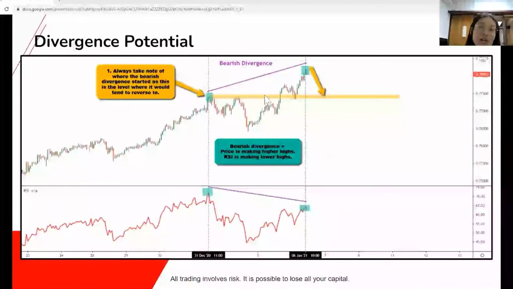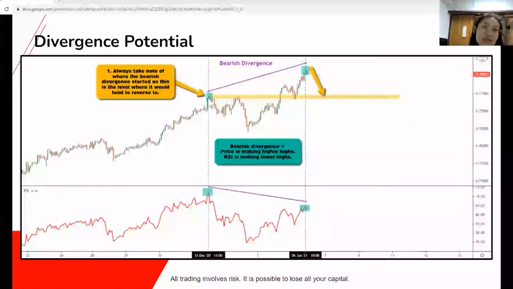But if you take a look, we also have a bearish divergence, and this is noted out by the purple lines. On our price chart, price made a higher low, a higher high, and on our RSI, price made a lower high. So in this case, since it's a bearish divergence, we are expecting price to drop. And drop to where? We're expecting price to drop to this yellow area because that's where our bearish divergence started.